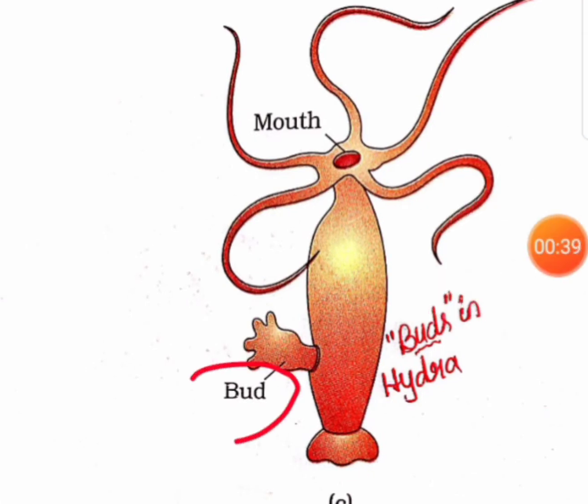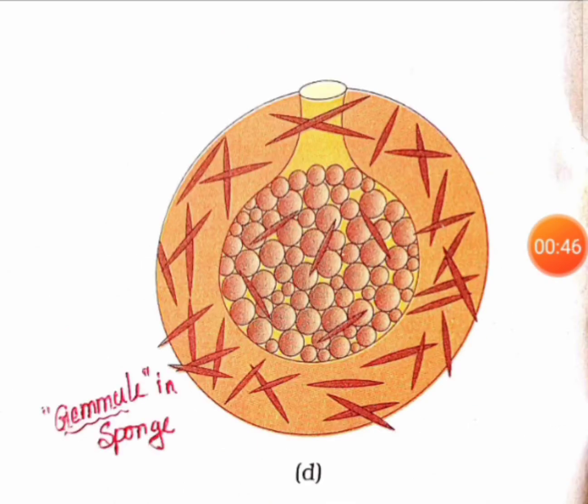Next, buds we can find in hydra. In hydra, buds are the asexual reproductive structures. In sponges, gemmules are the asexual reproductive structures.